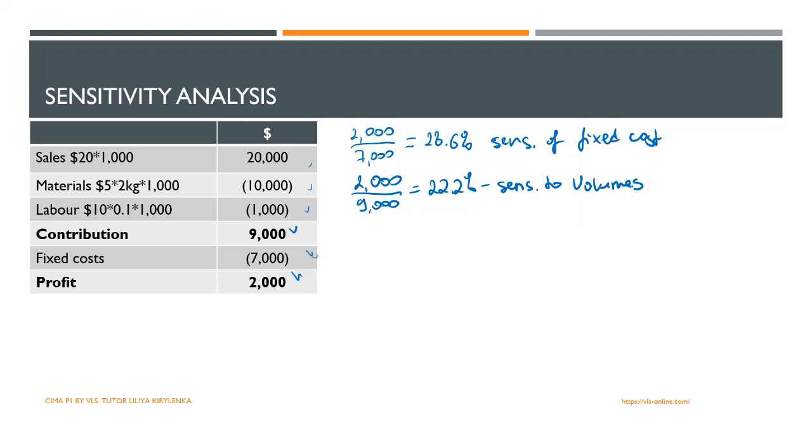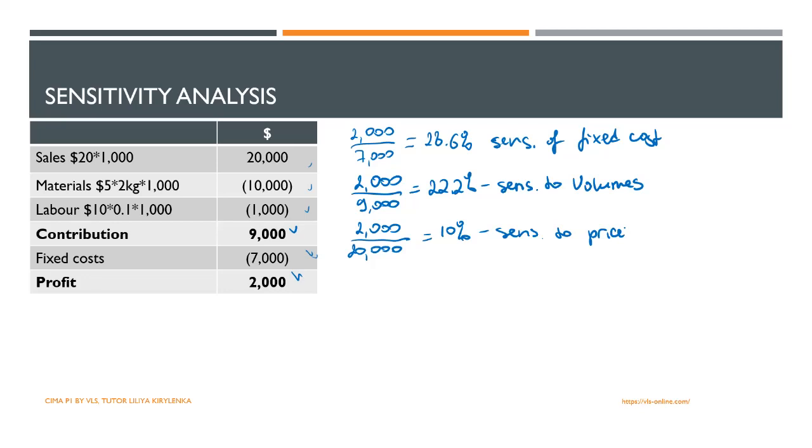What is the sensitivity to sales price? Sales price is going to impact only the sales line of this profit statement. So if our sales decrease by 2,000 and currently sales are 20,000, so it means by 10%, then we are going to get a loss. Okay, so this is going to be the sensitivity to price.